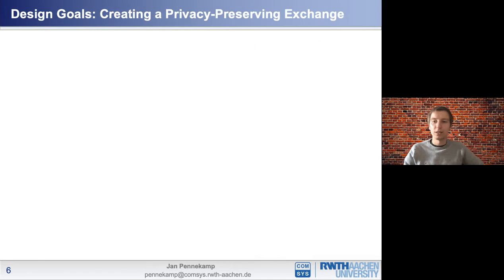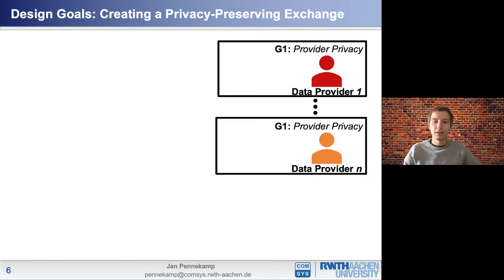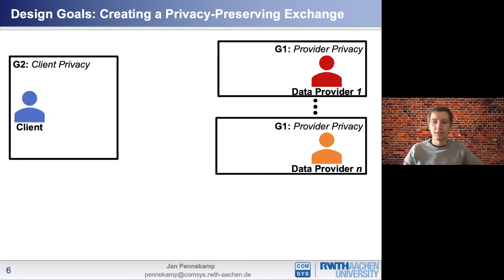Now, for our privacy-preserving exchange, we have the following design goals. On the one hand, we have the provider privacy. We're interested in maintaining their competitive advantage and not sharing all their information and data publicly. On the other hand, we have the client privacy, because the client is also interested in keeping his queries, so the request of retrieving new parameters, private.